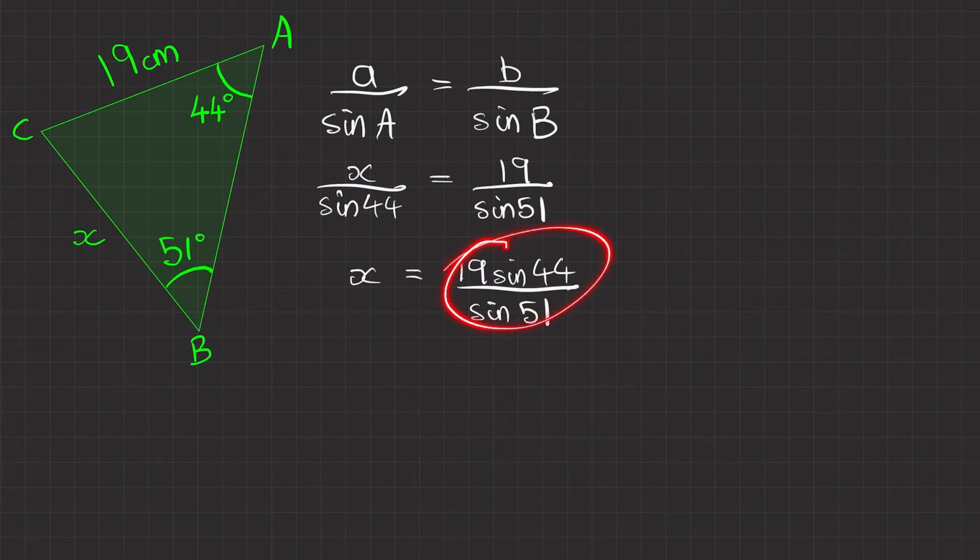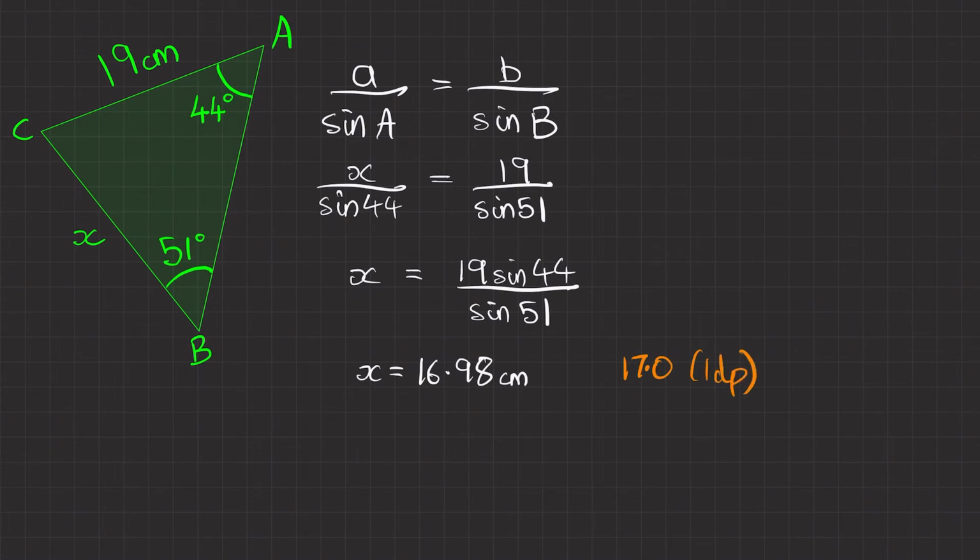Finally, pop this into your calculator and you'll end up with an answer of x equals 16.98 centimetres to 2 decimal places. You may have also got 17.0 if it was to 1 decimal place. If you find it easier, you can find the value of sine 44 and this value if you prefer, and then just use those numbers. I personally prefer to leave them in these formats to make it more accurate when we're typing it in the calculator at the end, so we've got a higher degree of accuracy.